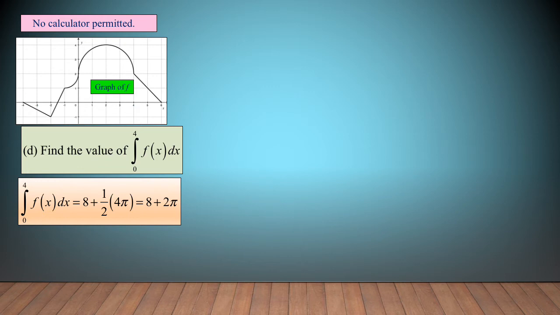The rectangle has base 4, height 2, so its area is 8. And the semicircle has area 1/2 pi radius squared, and the radius is 2, so 1/2 times 4 pi. And the answer is 8 plus 2 pi. For grading, 2 points: 1 point for the 8, 1 point for the 2 pi.